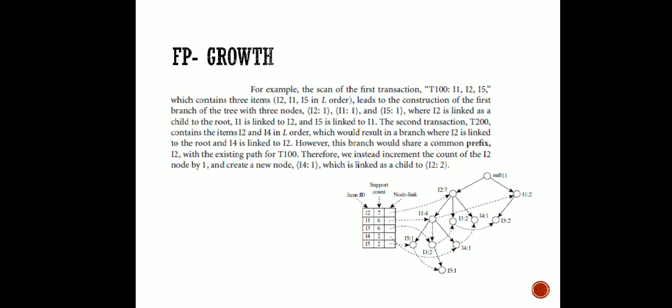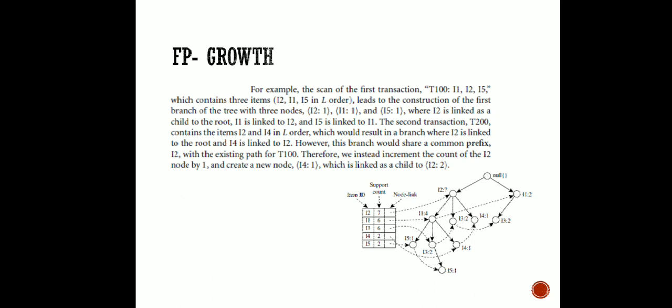Since we have included this node once, that's why the count is 1. Now I2 is linked as a child to the root. Now I1 is linked to I2 and I5 is linked to I1. Done. In the second transaction, you can see T200 contains the items I2 and I4 in this order. I2 has a count higher than I4, so it will follow the order I2 followed by I4.